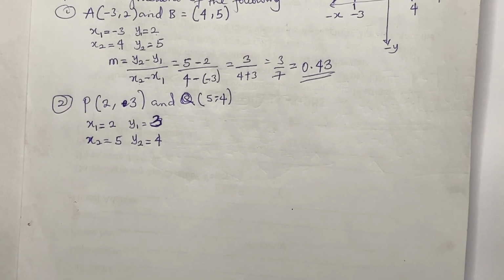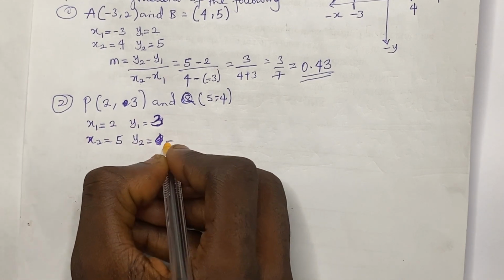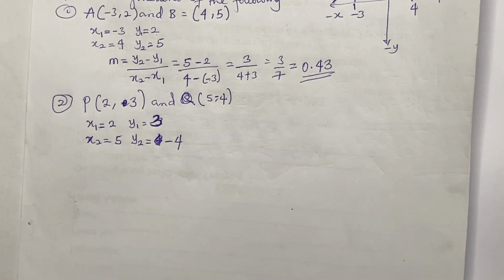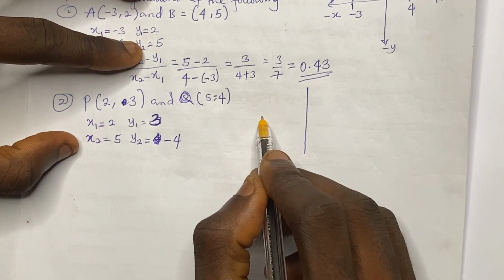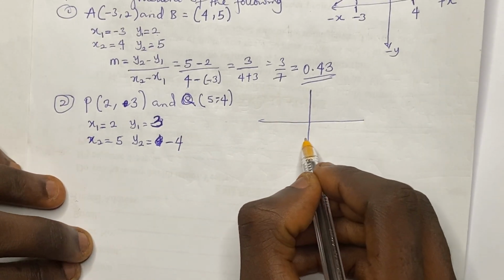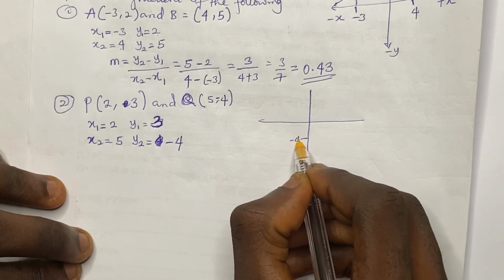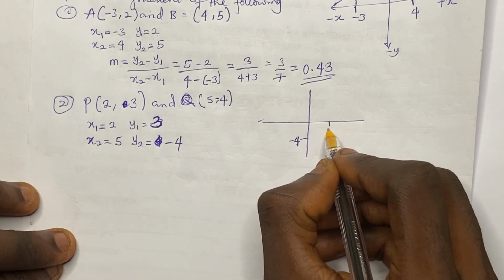So I'm trying to see how we can get a negative answer. If I put my y2 as minus 4 here, minus 4 minus 3 will give us a negative answer. Yes, so let's say our y2 is minus 4 here. Let's put it on the graph. So let's say this is the graph. Our y2 is minus 4, you know, this is the negative side. This is minus 4.